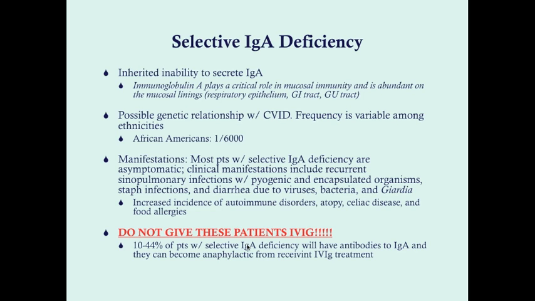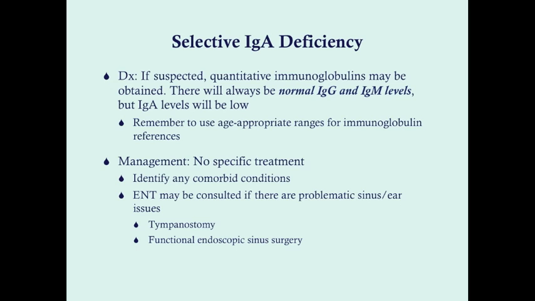And then, apart from that, these patients are just not at as high a risk for infection or as severe infection as the XLA and CVID. So, we do not give these patients IVIG. For diagnosis, if it's suspected, quantitative immunoglobulins can be obtained. There will always be normal IgG and IgM levels, just by definition, because this is selective IgA deficiency. Only IgA levels will be low. And remember to use age-appropriate ranges for immunoglobulin references.